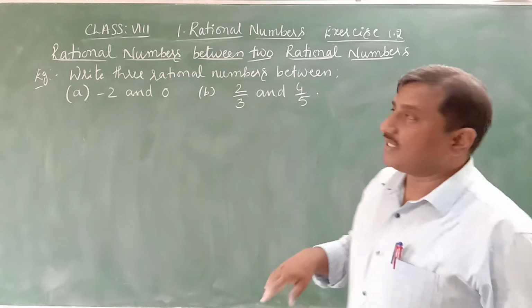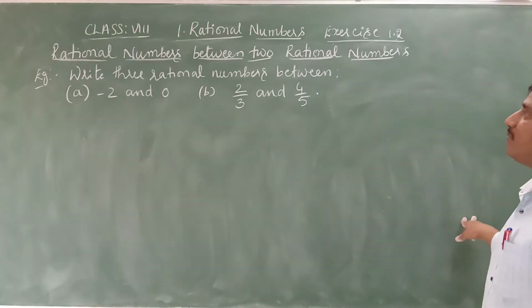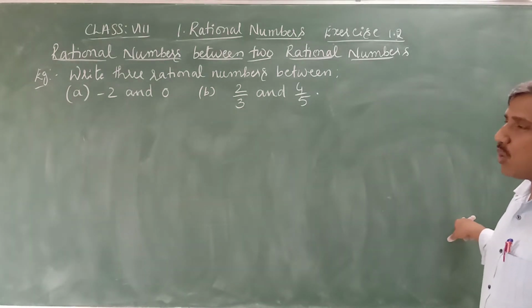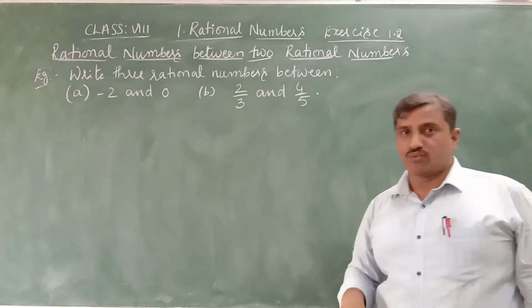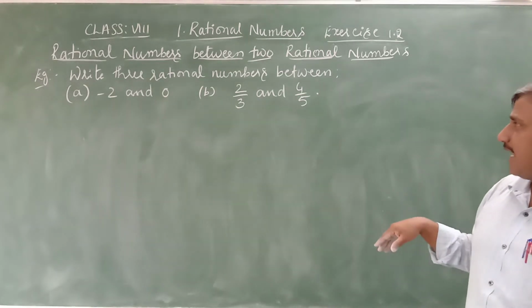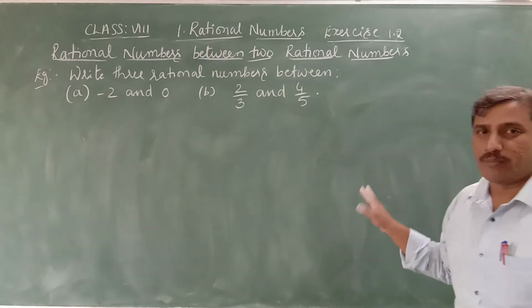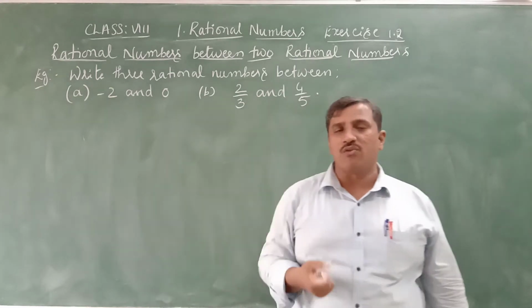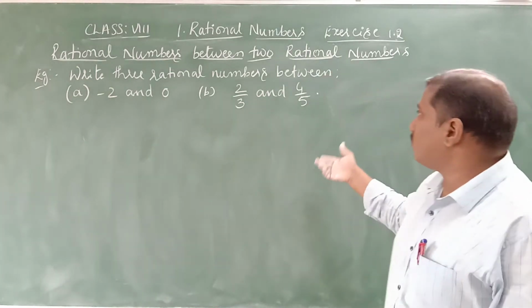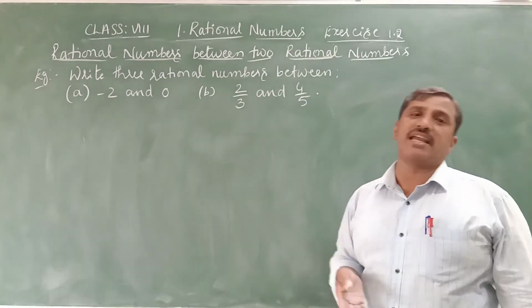So, an example we will discuss. Write three rational numbers between -2 and 0, and between 2 by 3 and 4 by 5. Here two bits are there. The first bit is -2 and 0, which are not in the p by q form. And here it is 2 by 3 and 4 by 5, which are in the p by q form.